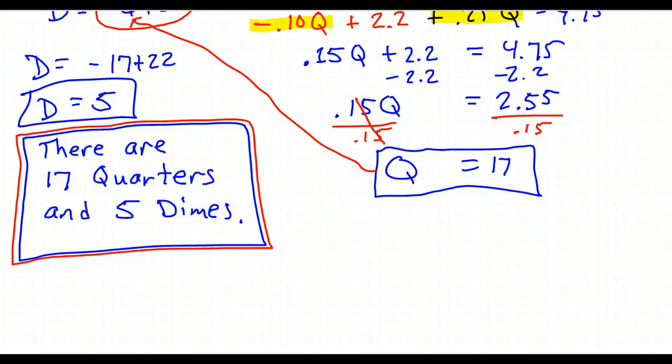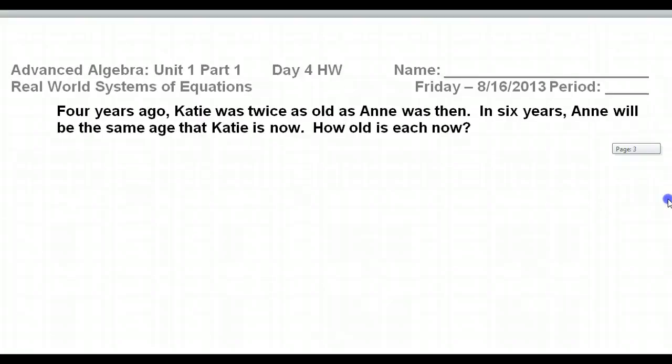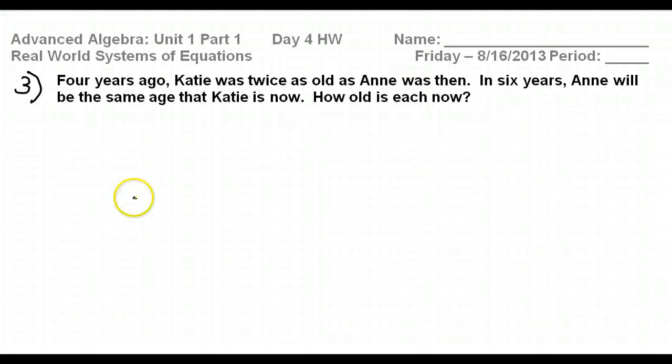Alright, so let's move on. So that was number 2. Let's go into number 3. Okay, this is number 3. 4 years ago, Katie was twice as old as Anne was then. In 6 years, Anne will be the same age that Katie is now. How old is each now?